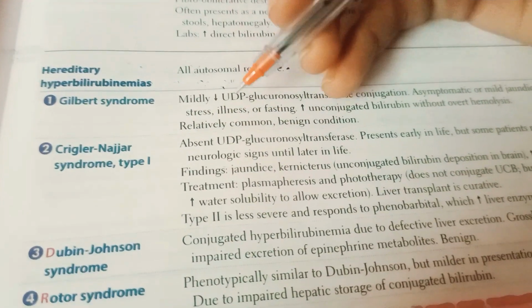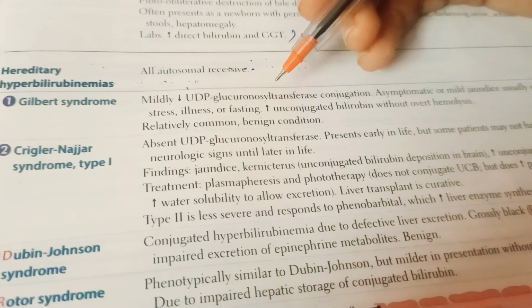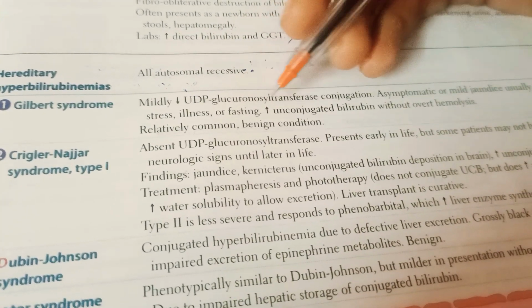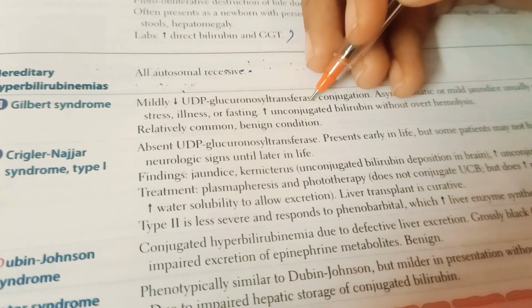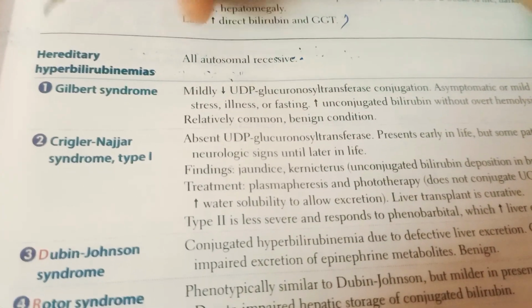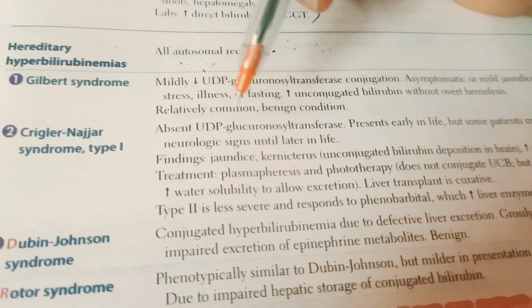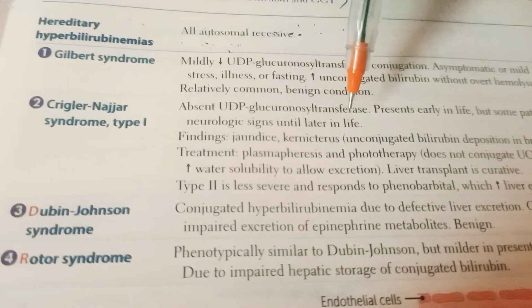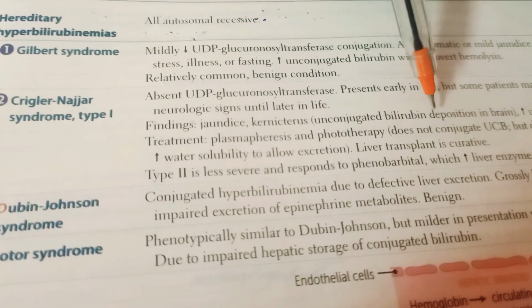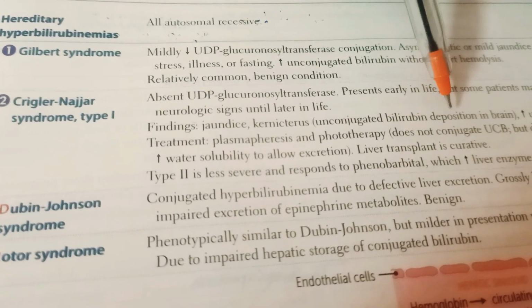In Gilbert syndrome, there is decreased UDP glucuronosyltransferase conjugation. So you can understand here, because this enzyme is decreased, it will lead to an increase in unconjugated bilirubin. Next is Crigler-Najjar. Here also there is absent UDP glucuronosyltransferase. Because of that, there will be jaundice and kernicterus. Here also unconjugated bilirubin will be increasing, and that will go into the brain also.